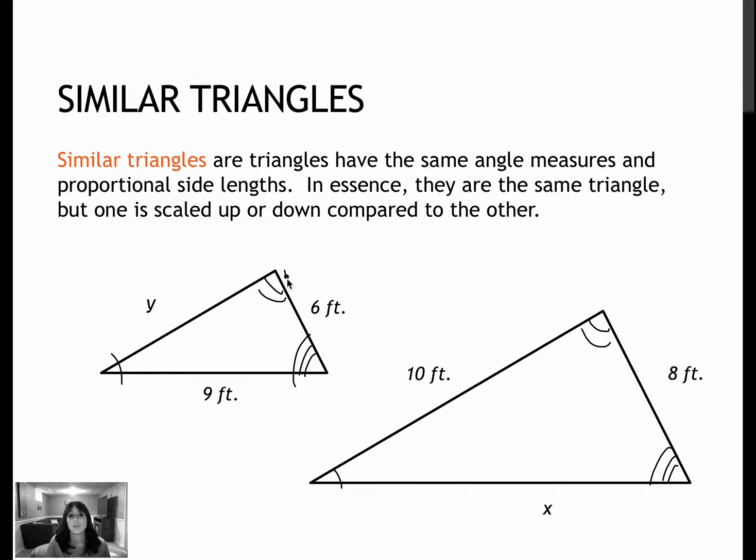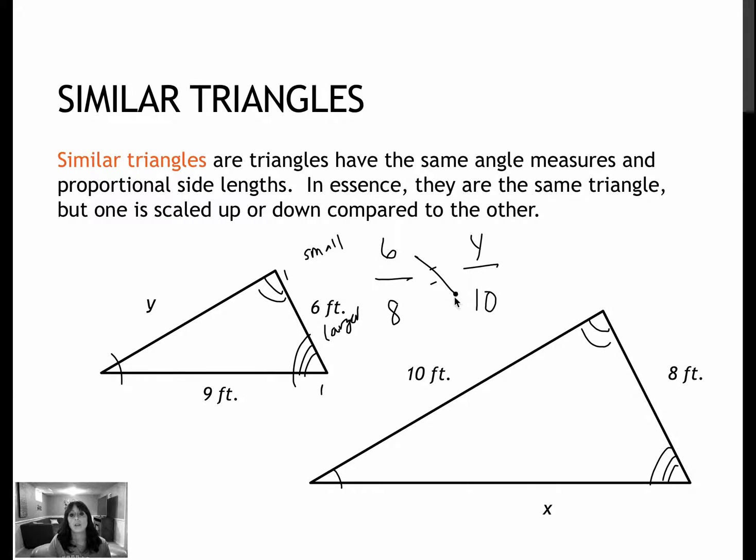To find a missing side, all I'm going to do is take a pair of sides that I already know. See how this one is 6 feet and this one is 8 feet? I'm going to do 6 to 8, so I went from the smaller triangle to the larger triangle. Then I'm going to use that same small to large to find some missing measures. So here I would say y to 10. Notice I did small to large, and I did corresponding sides.